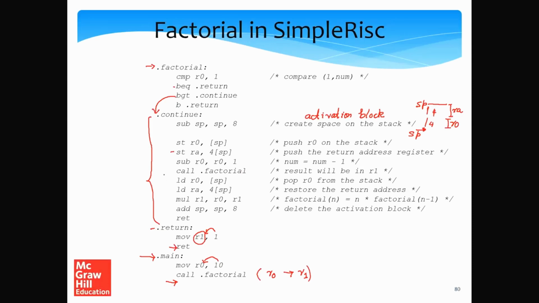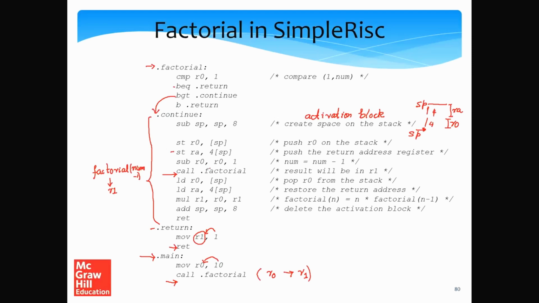At this point, the assumption is that the factorial of num minus 1 is stored in R1. That is the assumption, because all factorial functions, including the base case, are supposed to keep the result in R1, and that's the way that we have coded it. So that's okay. We will use the value of R1 later.